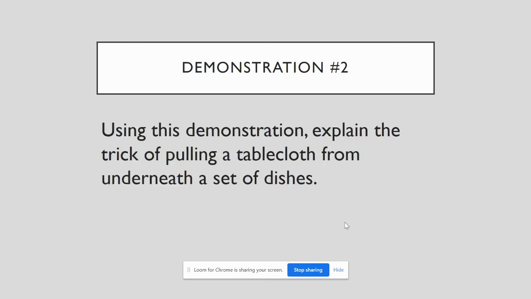So using this demonstration, explain the trick of pulling a tablecloth from underneath a set of dishes. Okay, so a tablecloth, you can pull it out from underneath the set of dishes, and the dishes stay where they are. Why? The dishes have inertia. Okay, they are objects at rest. They want to stay at rest. So they're going to stay where they are, okay, unless acted upon by an outside force.